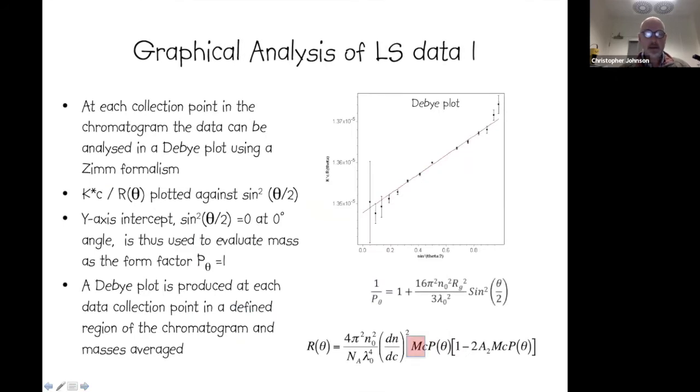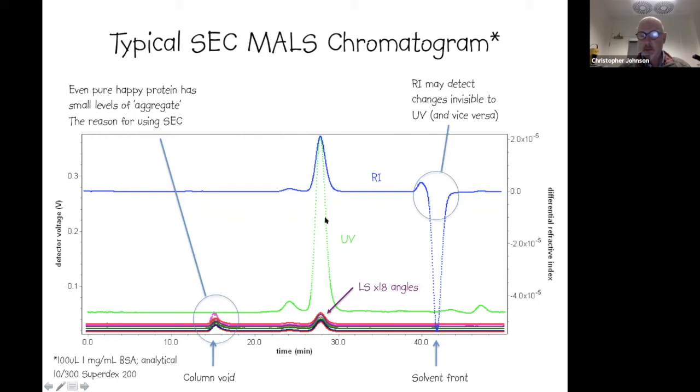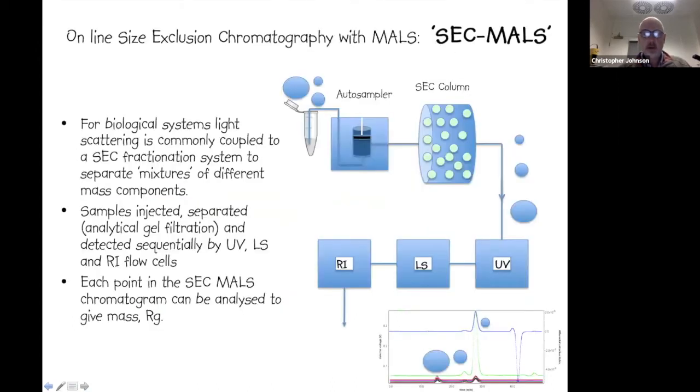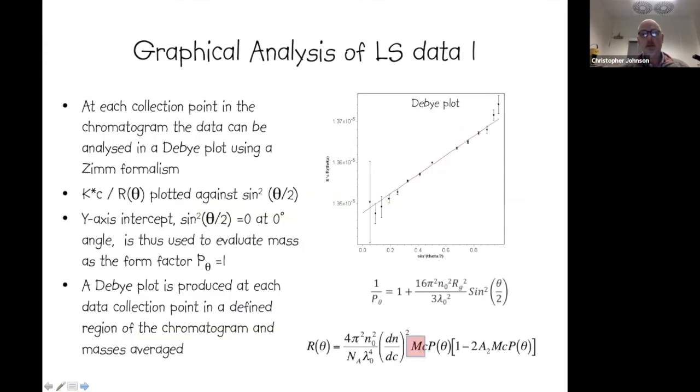So how do we analyze this data? Well, just to point out that here, if you look at the UV signal, you'll see that there are a series of points collected, say, every 1 second. And for every single point within our chromatogram, we can generate a so-called Debye plot, which is plotting out the intensity of scattered light as a function of angle. And on the y-axis, we have this K* times concentration divided by the measured intensity of scattered light. So because this is a reciprocal of intensity, this is high intensity and this is low intensity.